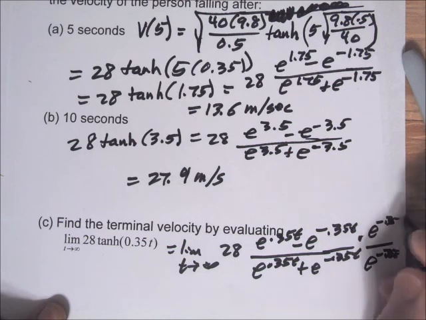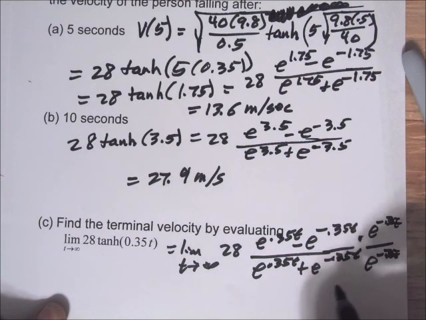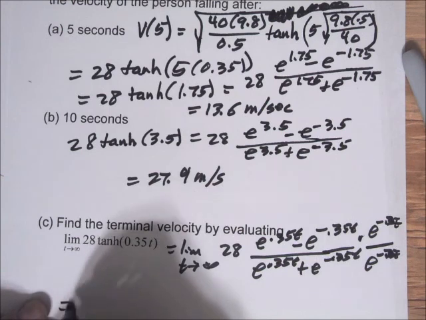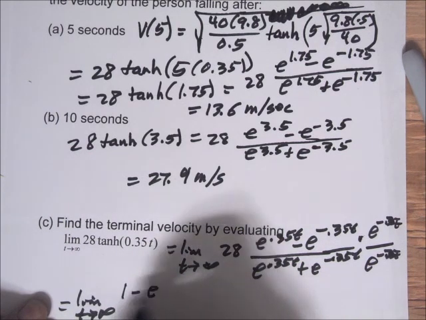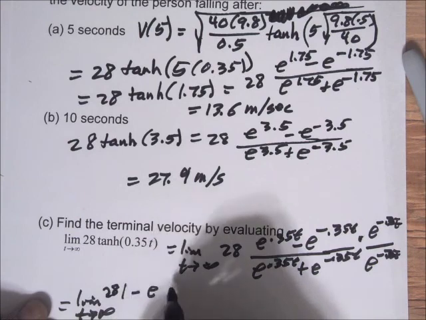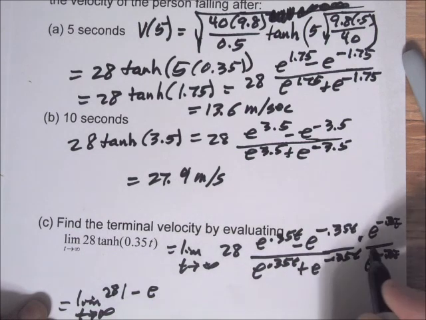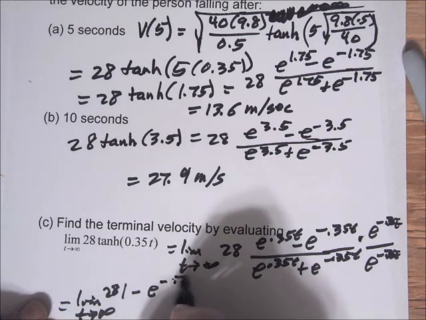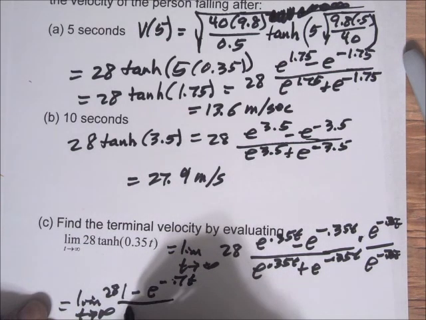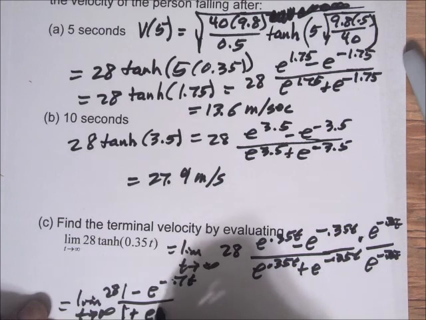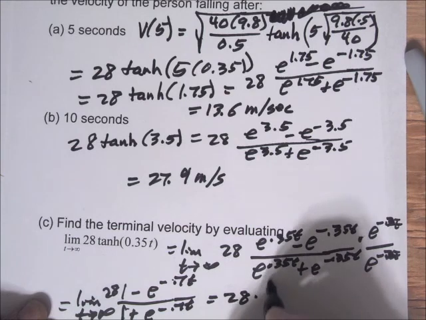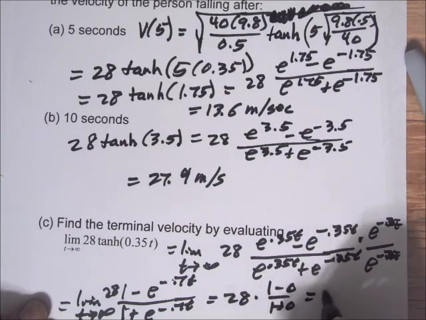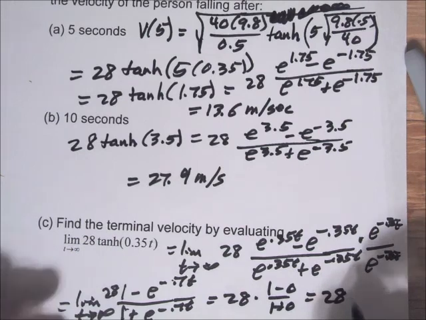I'm running out of room, but it's supposed to be 0.35t here. You'll get the limit as t goes to infinity of 28 times (1 minus e to the minus 0.7t) over (1 plus e to the minus 0.7t). So the limit will go to 28 times (1 minus 0) over (1 plus 0), which is equal to 28. So the terminal velocity is 28.